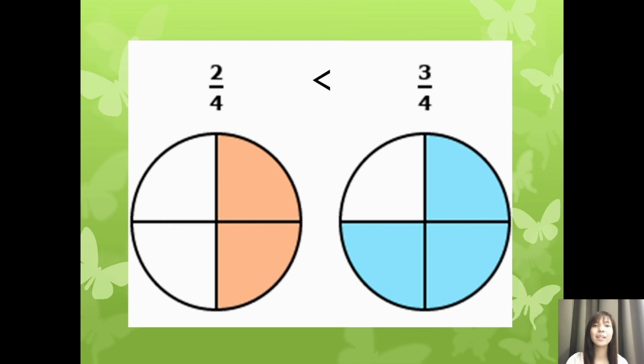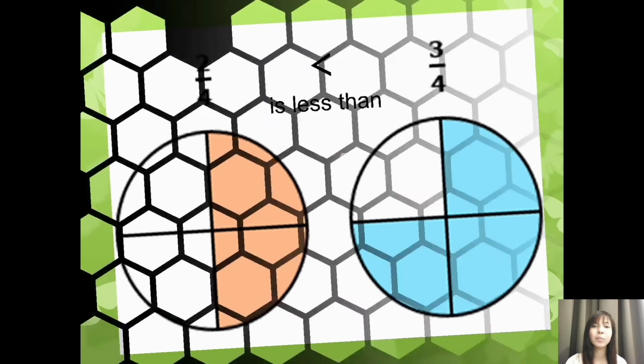It's less than. So you see that the denominators of the fractions given are the same. So look at the numerator. This one is smaller, this one is bigger, the 3. So 2/4 is less than 3/4. Understand? 2/4 is less than 3/4. Alright? One more.